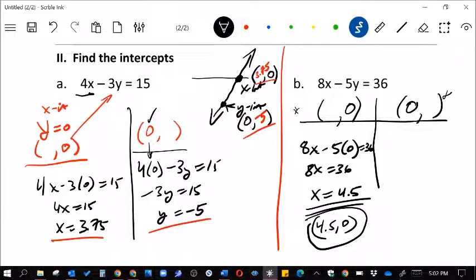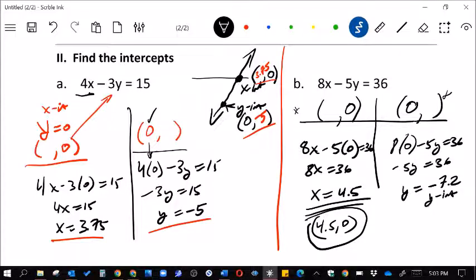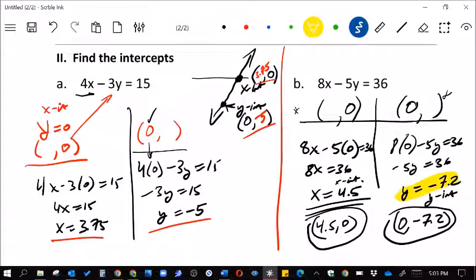And then the next one will make the x 0. And so we get negative 5y equals 36. And when we divide by negative 5 on both sides, we get y equals negative 7.2. That's the y-intercept, just like this is the x-intercept. And that would give us a point of 0, negative 7.2 if we wish to use it. But this is simply y equals negative 7.2 is the y-intercept, x equals 4.5 is the x-intercept.